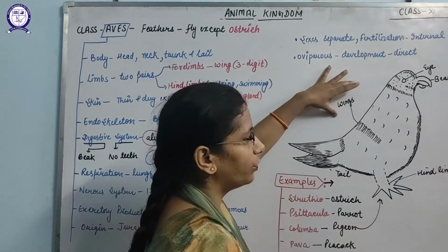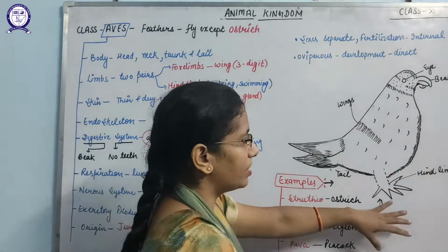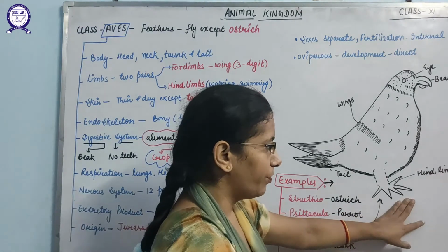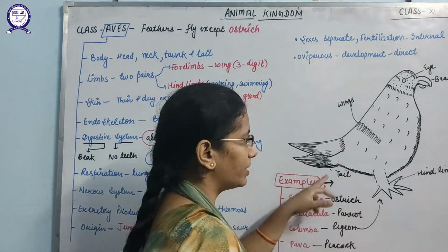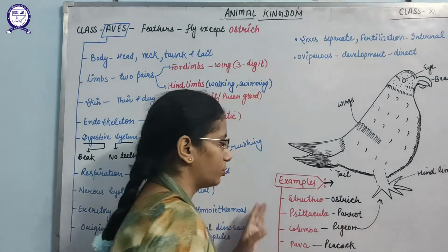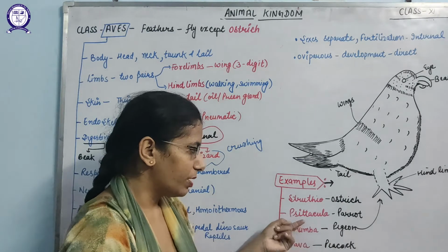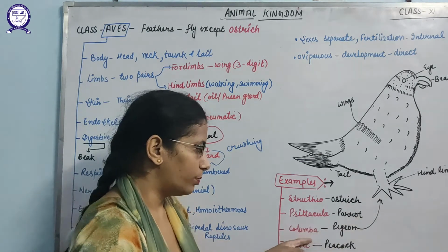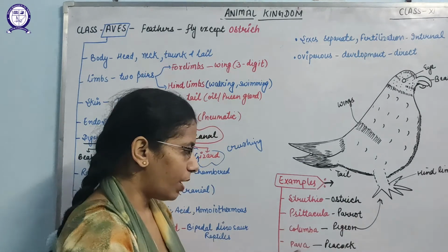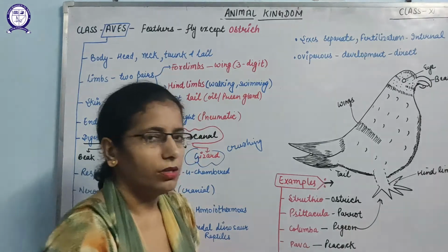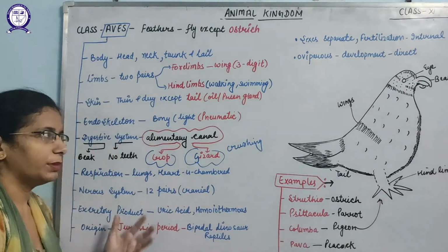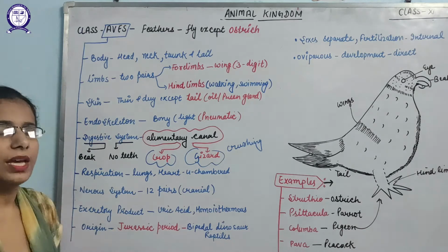Forelimbs are modified into wings that help them to fly. These are the hind limbs that help in swimming and walking. This is the tail part that has the oil glands also. Some examples are also written here. Struthio is the ostrich. Psittacula, parrot. Columba, pigeon. Pavo, peacock, and Neophron is the vulture. So these are some important characteristics of Aves.